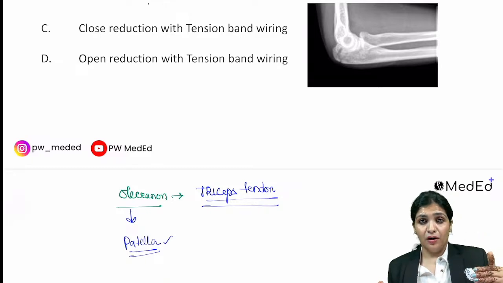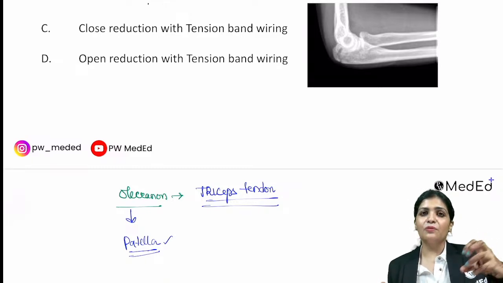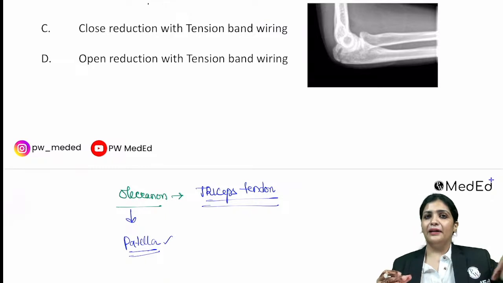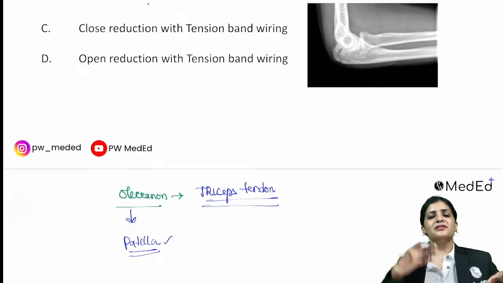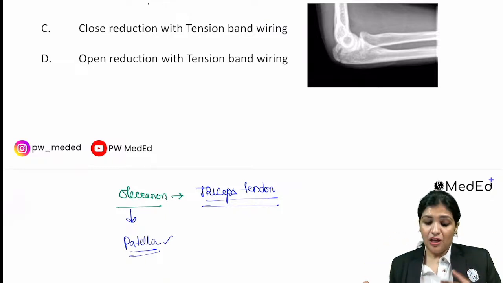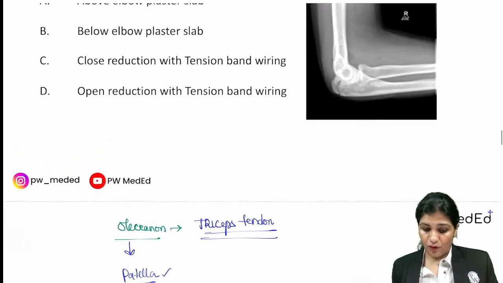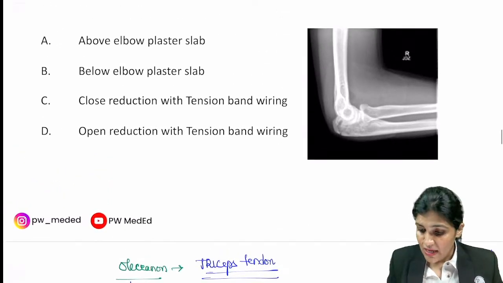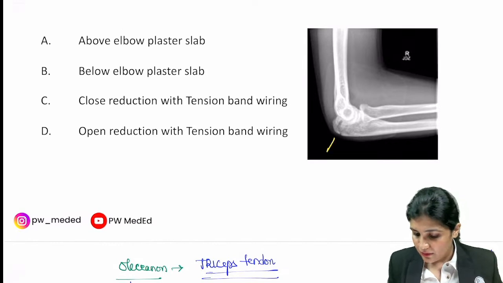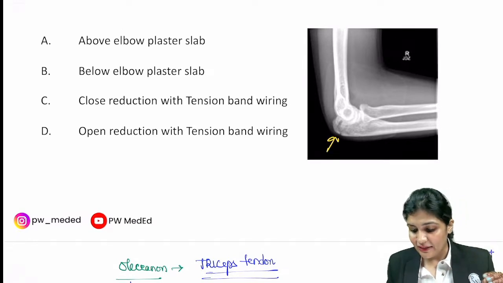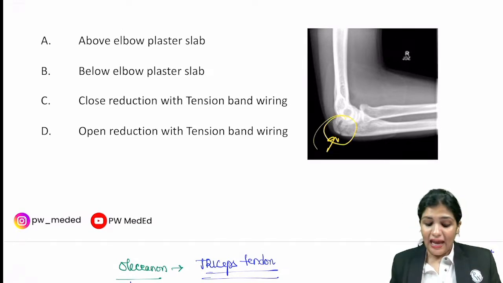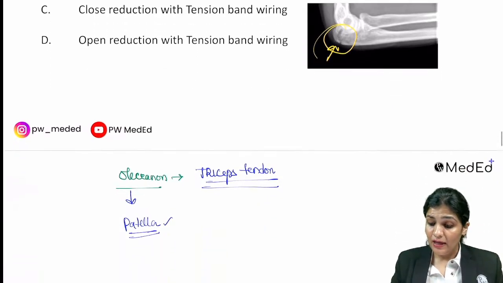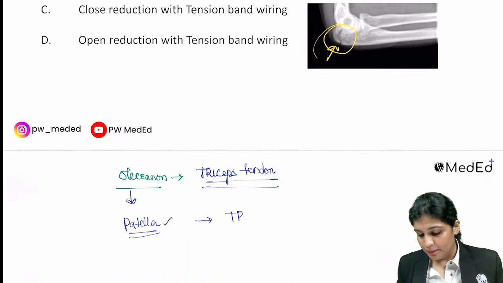Similarly in the olecranon, there is a triceps tendon, so that will also pull the fragment upwards, right? It will also pull the fragments, hence hindering the union. So for this, in the olecranon, you can identify that there is an olecranon fracture. And here mostly the olecranon fractures are treated again with the tension band principle, that is the tension band wiring.